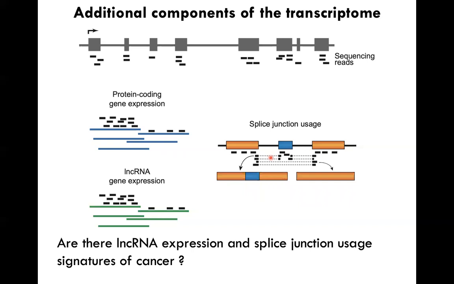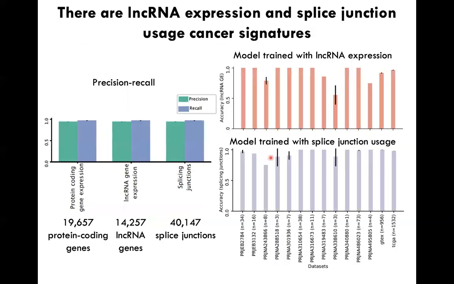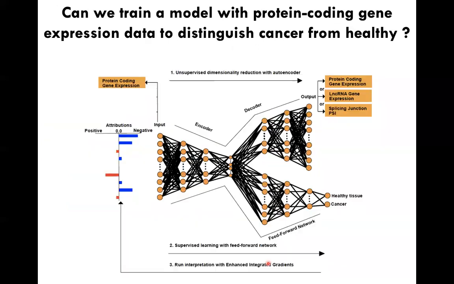And so the question that we had was, are there long non-coding RNA expression and splice junction usage signatures in cancer? And we discovered that yes, indeed, as evidenced by the high accuracy, precision, and recall of our models trained with long non-coding RNA gene expression or splice junction usage, and again, high accuracy across data sets, that there exists long non-coding RNA expression and splice junction usage cancer signatures.